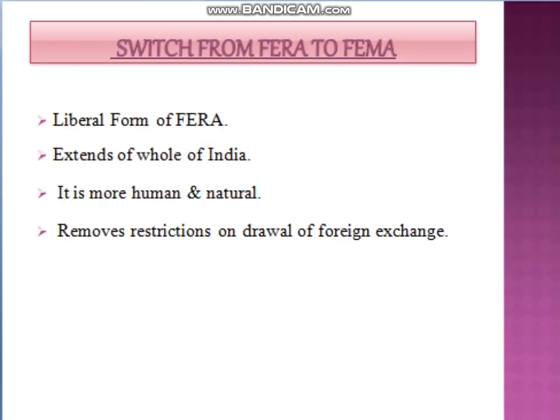And why have we switched from FERA to FEMA? FEMA is more liberal in form than FERA, and FEMA extends to all of India. FEMA is more humane and natural than FERA. It removes all the restrictions on drawal of foreign exchange. And these are the reasons why we have switched from FERA to FEMA.